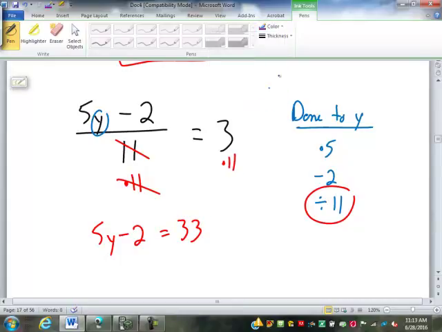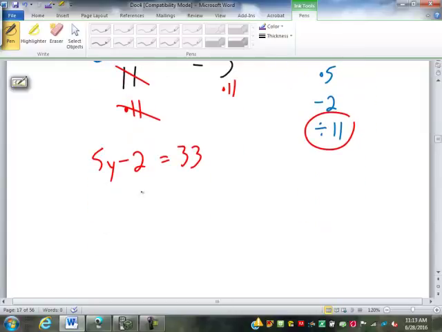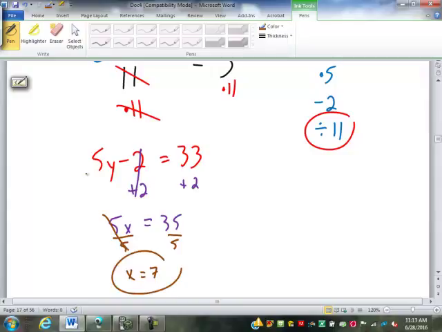Now, this is just like equations I have solved several times before. What do I have to do with it? Add 2. So that's gone. I have 5y equals 35. And then I'm going to divide by 5. x equals 7. Sorry, y. I don't know where I got the x from. Yeah, y equals 7. Sorry. It's still y. It's my fault. What do you think?